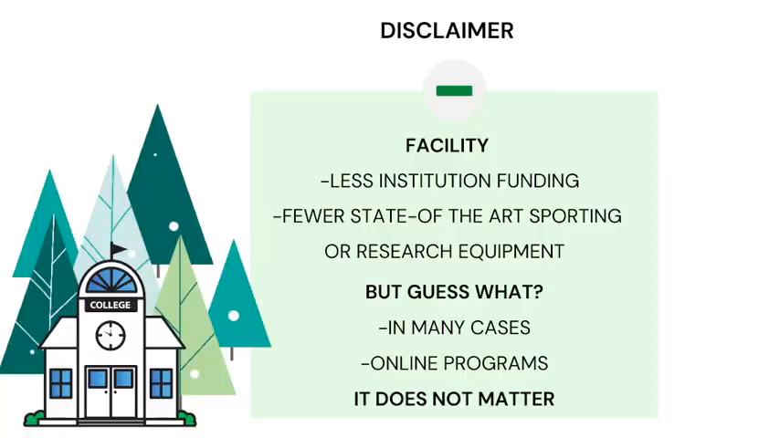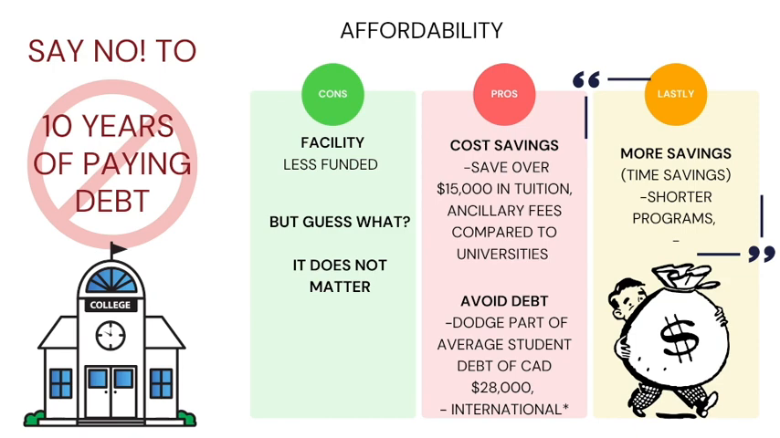Obviously, we already know that community colleges are not heavily funded, and very few of them can compete with top universities when it comes to state-of-the-art sporting or research facilities. But that being said, in many cases, it is simply not important. It simply doesn't matter. That's it. I said it. It does not matter, because you can save tens of thousands of dollars in tuition cost, ancillary fees, and get a quality education. University education has progressively gotten ridiculously expensive over time.